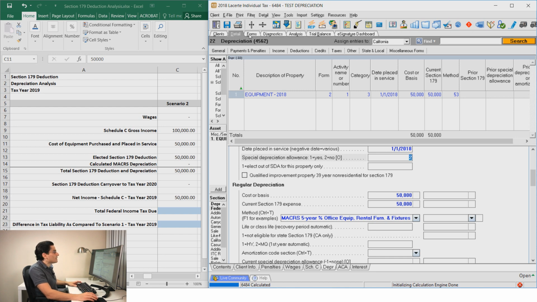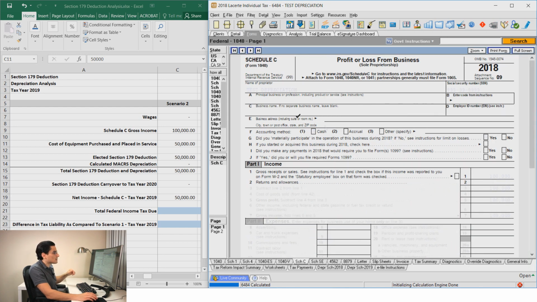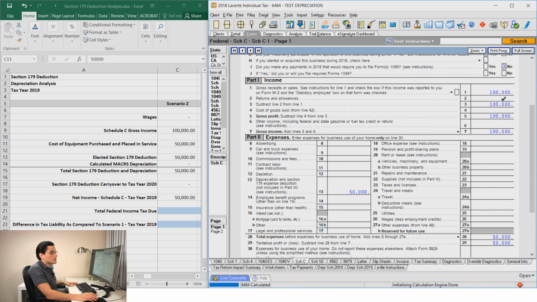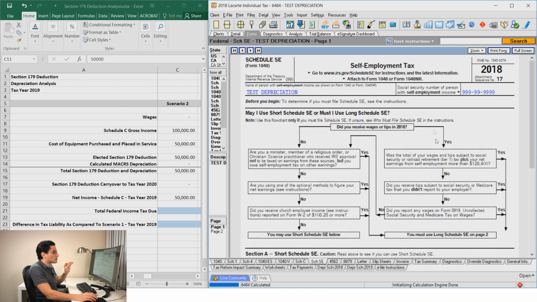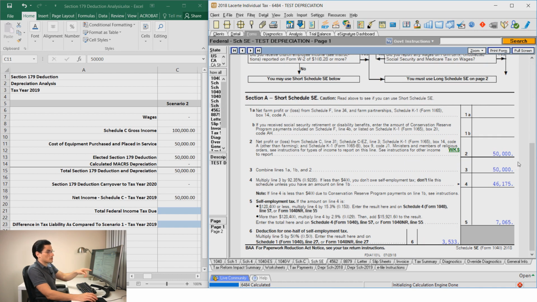All right. Now, let's take a look back at Schedule C. In this scenario, you see that there's still $100,000 in gross receipts. We're good there. But now you see that there's $50,000 in the depreciation and Section 179 expense deduction, line 13. And what's happening is it's reducing the net income on Schedule C by $50,000. So that's also going to decrease on Schedule SE the amount that's subject to self-employment tax. So there's definitely some savings to be had there by taking the depreciation all in a single year.